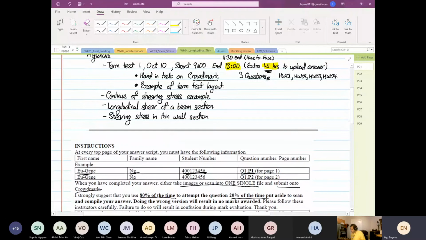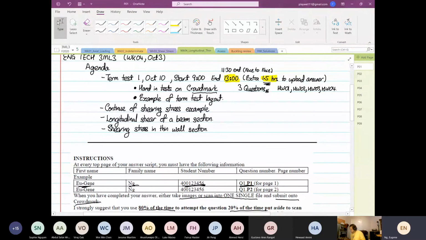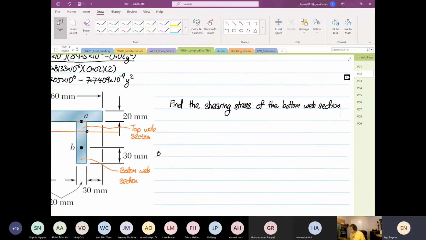So today we're going to continue on the shearing stress example, and then we're going to look at longitudinal shear of a beam section, and then shearing stress on a beam section. There's a possibility that today's lecture will again go over time, just to warn you. We'll take our first break between 10:30 and 10:45. I realize when I go to 11, a lot of you are exhausted already.